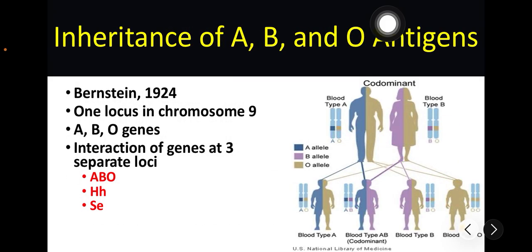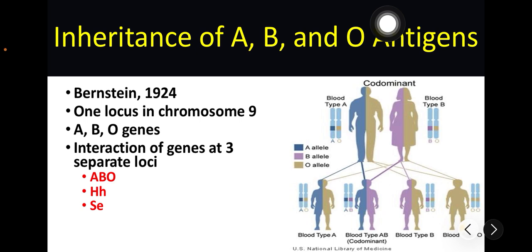Now let's proceed to the inheritance of A, B, and O antigens. Way back in 1924, Sir Felix Bernstein proposed the multiple allele theory, which states that an individual inherits one ABO gene from each parent, and that these two genes determine which ABO antigens are present on the RBC membrane. So it just follows simple Mendelian genetics, meaning that an individual inherits one ABO gene from each parent.